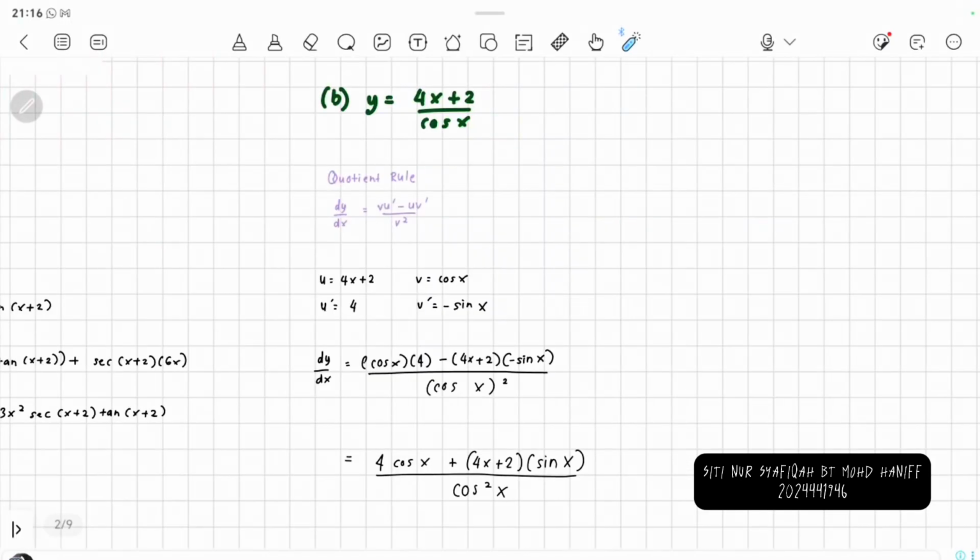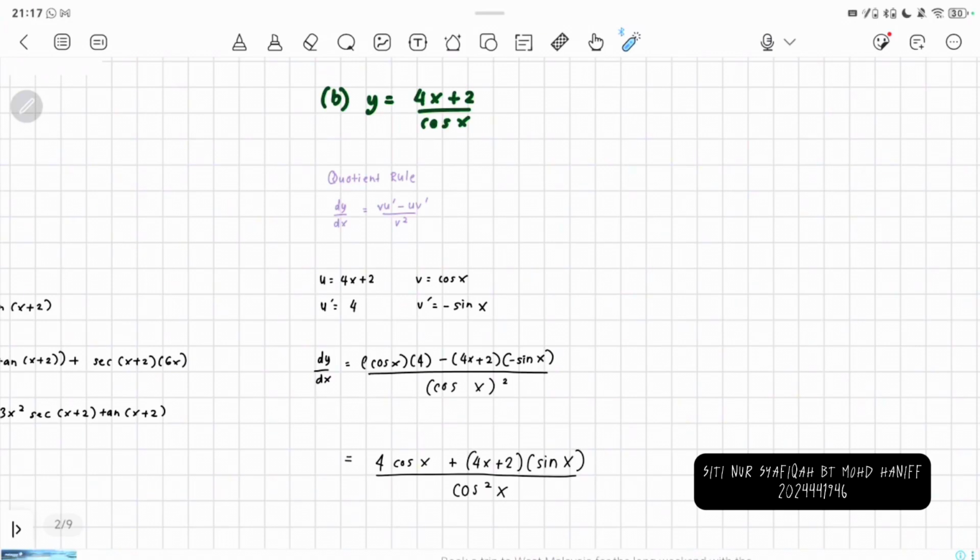The second function that is given to us to find dy over dx is y equals 4x plus 2 over cos x. Just like we did in the first question, we need to identify if the function is multiplying or dividing each other. From the function, we can see that it is dividing each other. So just like we know, if the function is dividing each other, we can use the quotient rule. The formula for quotient rule is vu prime minus uv prime over v squared.